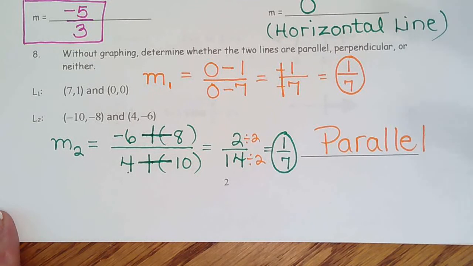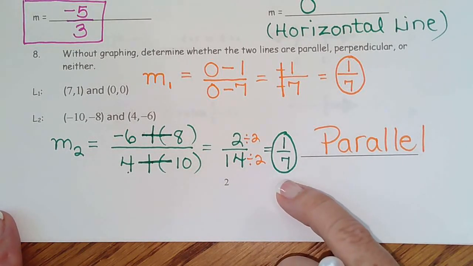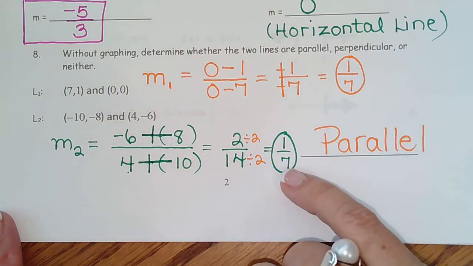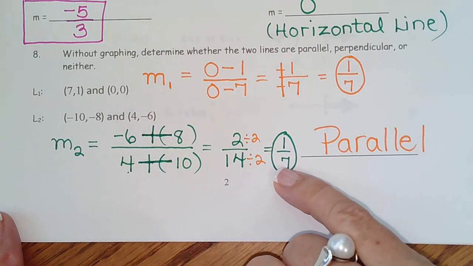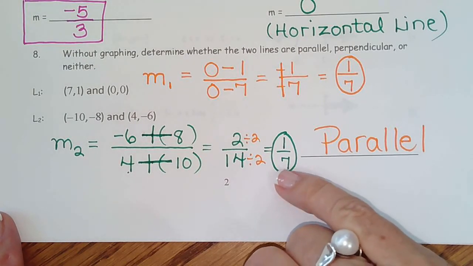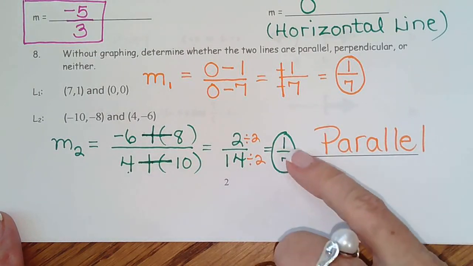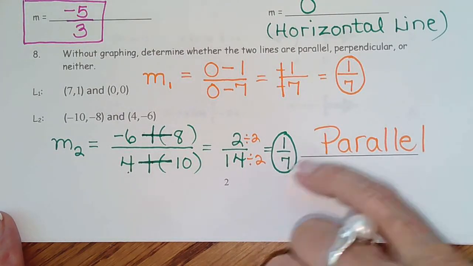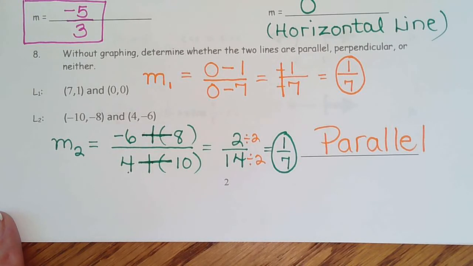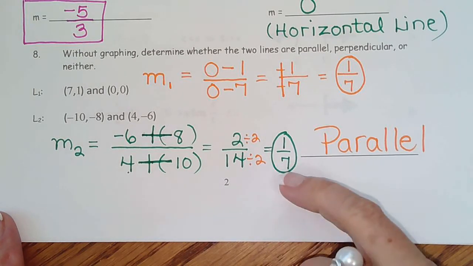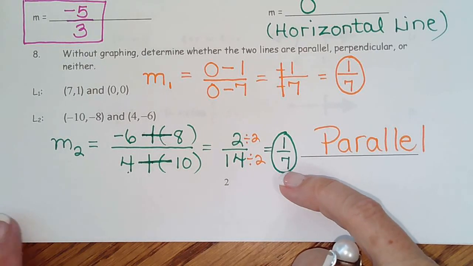And what would the second one have had to be if they were perpendicular? 1/7 and negative 7 over 1. Because they would have had to be different signs and reciprocals. So if this had been negative 7 over 1, we would have written perpendicular. If it would have just been negative 1/7, we would have written neither. Because remember, to be perpendicular, they have to be reciprocals and opposites, not one or the other, both.